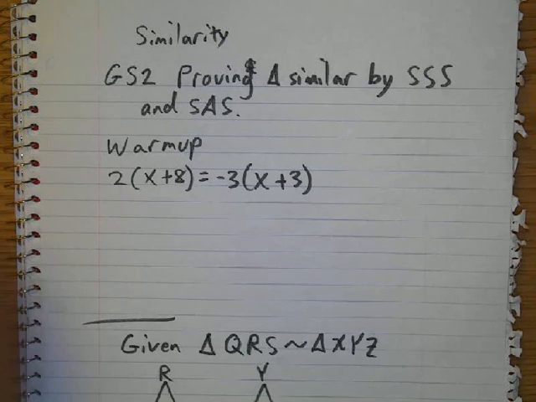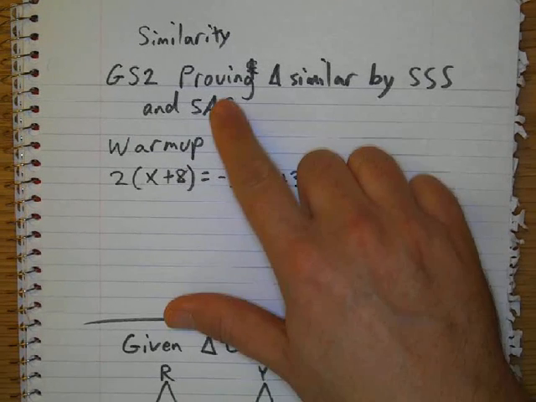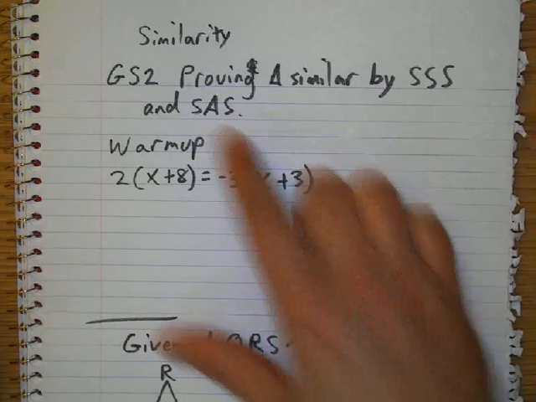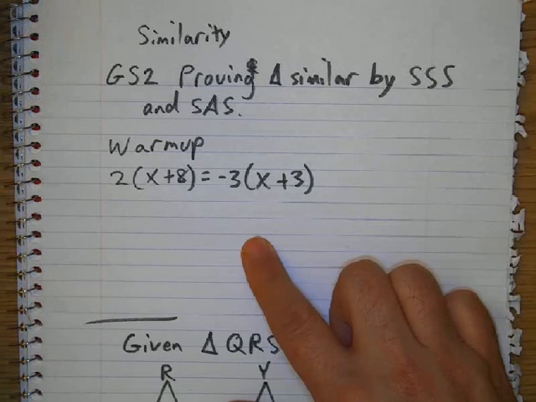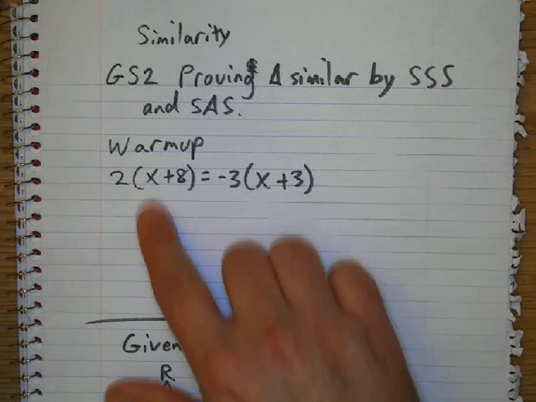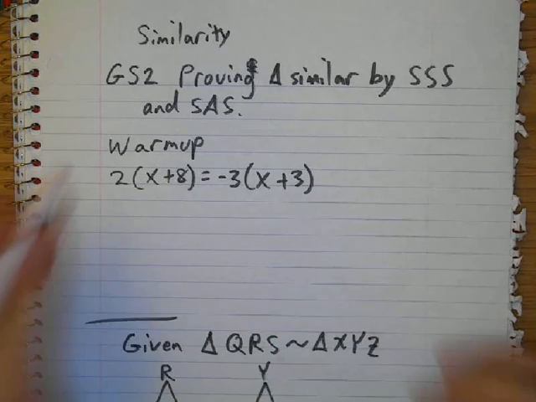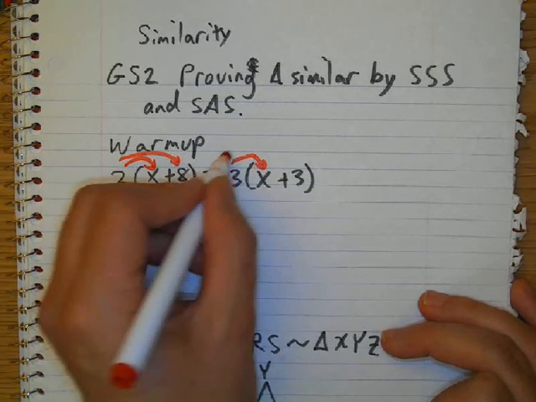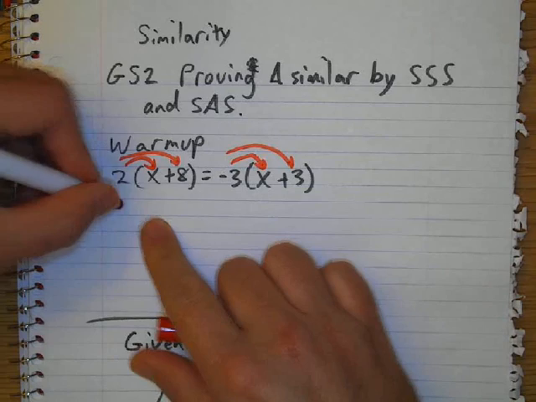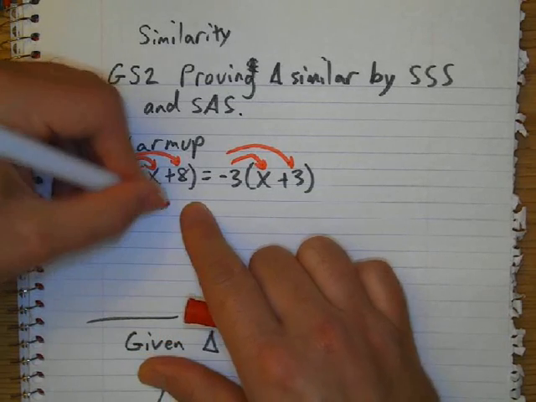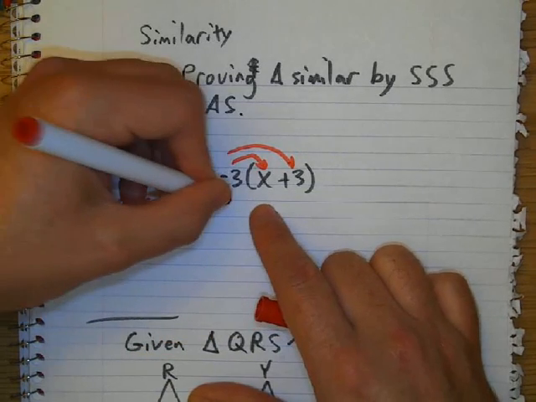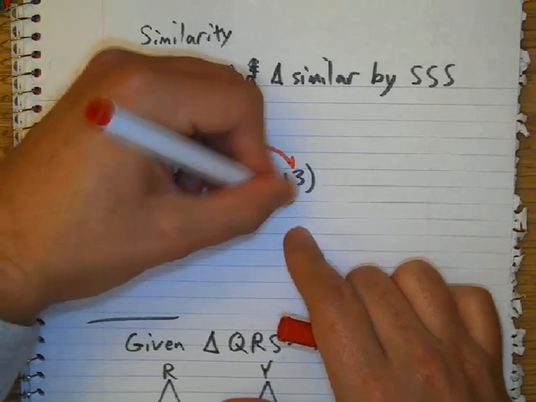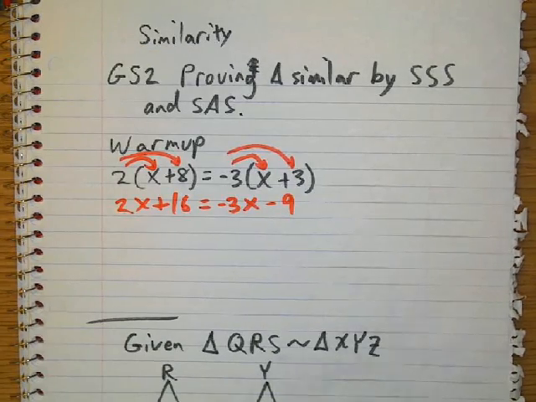All right, we're going to prove triangles are similar by side, side, side, and side, angle, side. So before we get started, let's do this warm-up. Okay, so I've got this equals this, so I need to do distributive property with the 2 and distributive property with the -3. So then I end up with 2x plus 16 equals -3x times -9. Make sure your signs are correct.